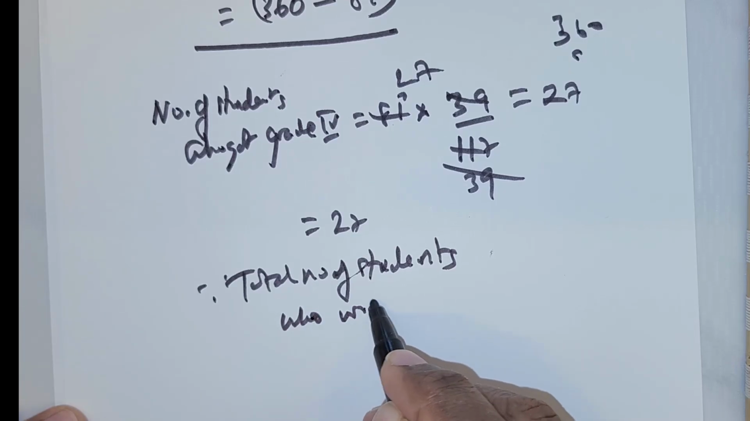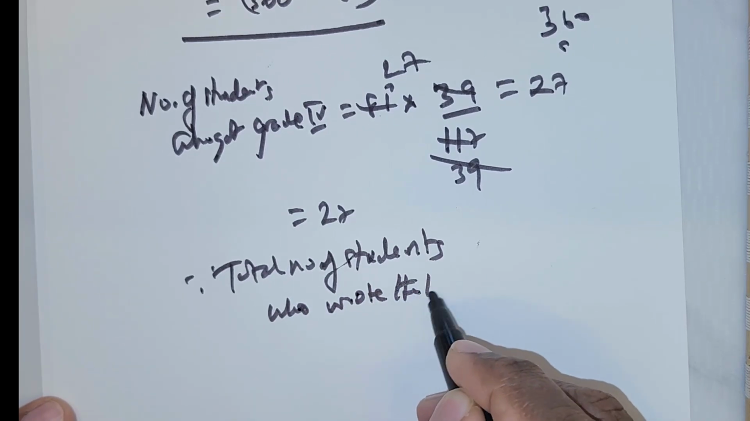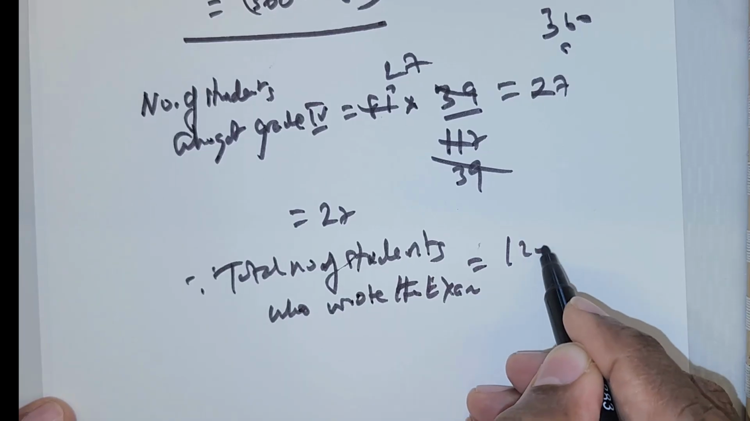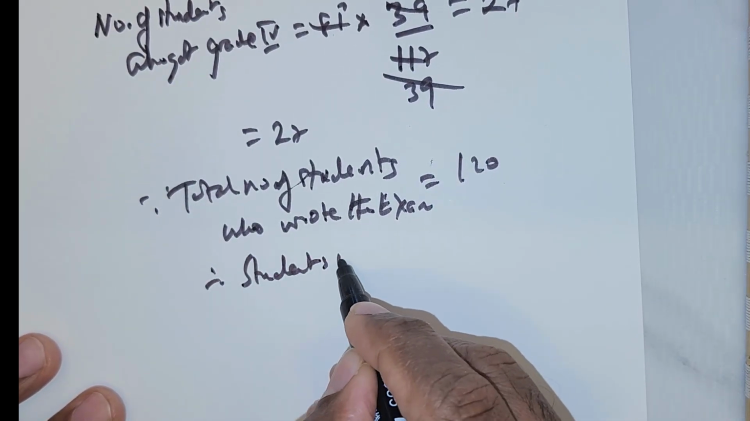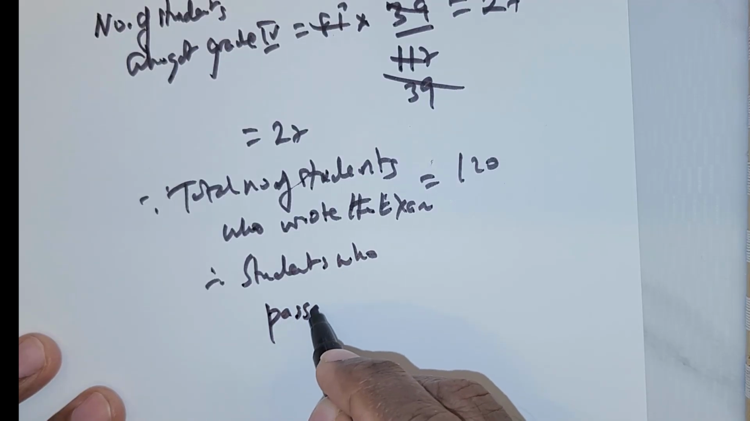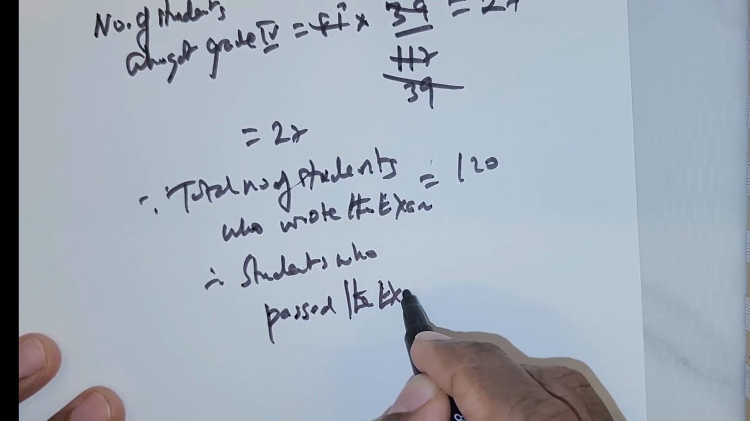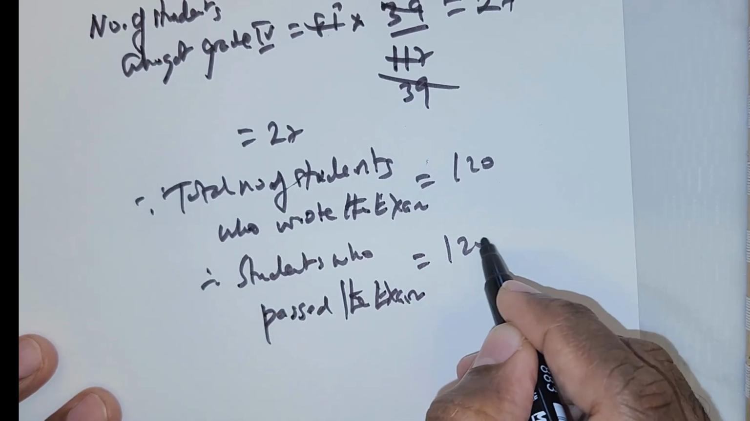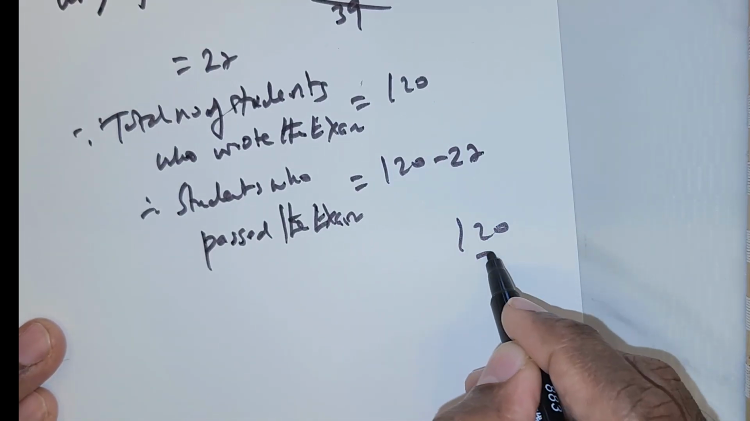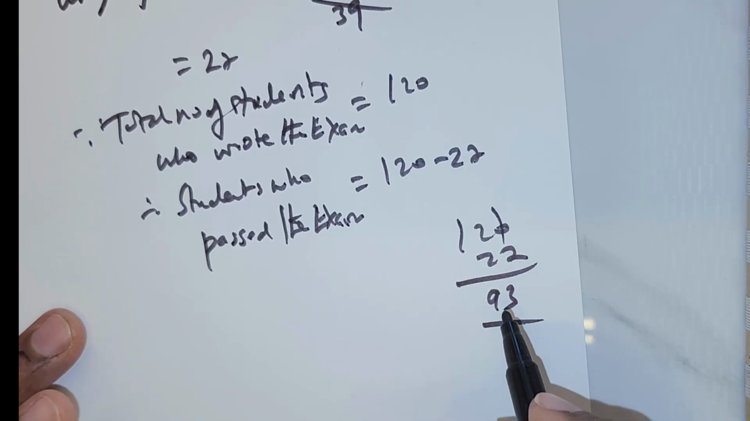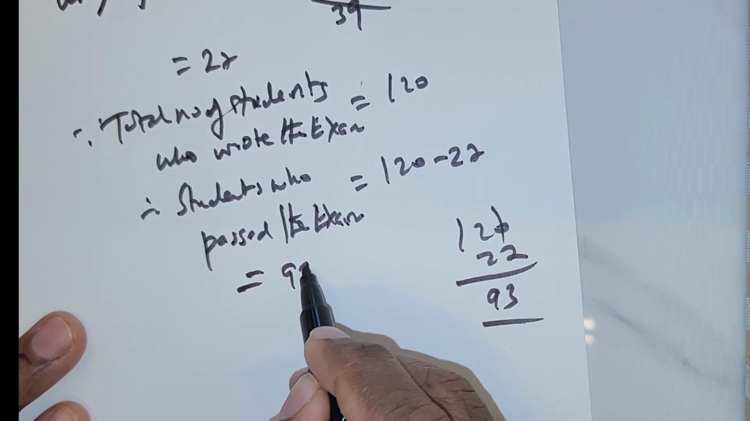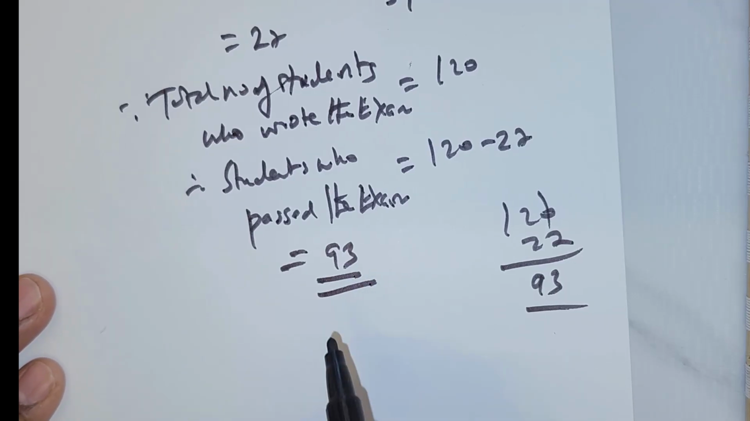Now since the total number of students who wrote the exam is 120, therefore students who passed the exam is 120 minus 27. So from 120 you take away 27, you get 93, right? So 93 students passed the exam.